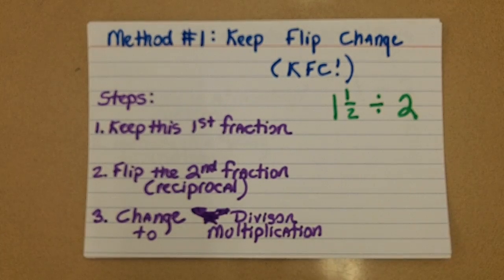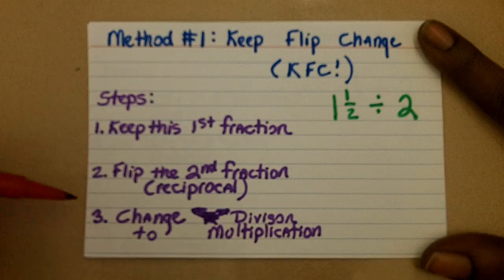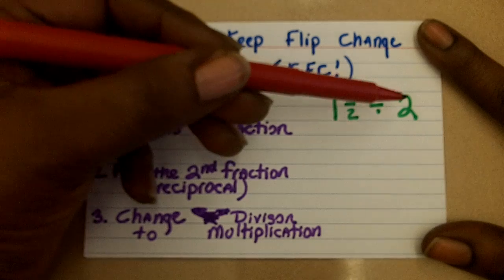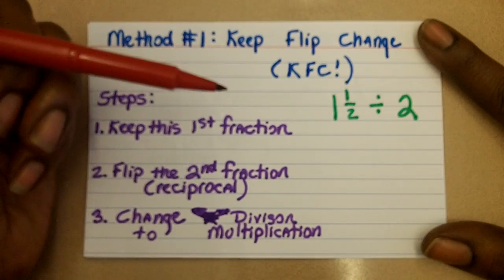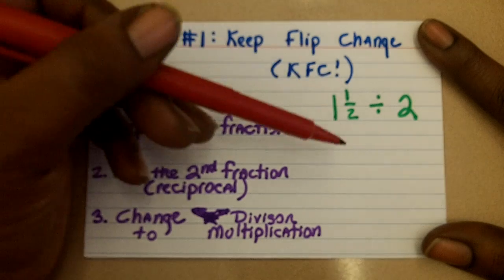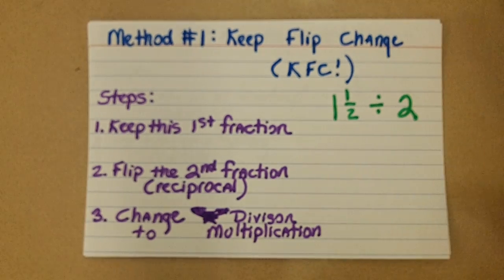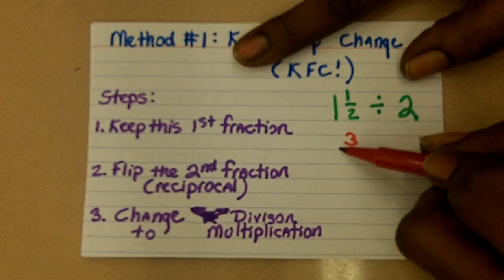The first is our most common method, keep, flip, change, or copy, copy, change. Basically what it consists of are 3 steps. But remember, before we can even begin these steps, we have to make sure that both numbers are in what we call fraction form, meaning there's a numerator over a denominator. 1 1/2 is a mixed number that we're going to change to an improper fraction. And if you do the math correctly, 1 1/2 would change to the improper fraction of 3 over 2.